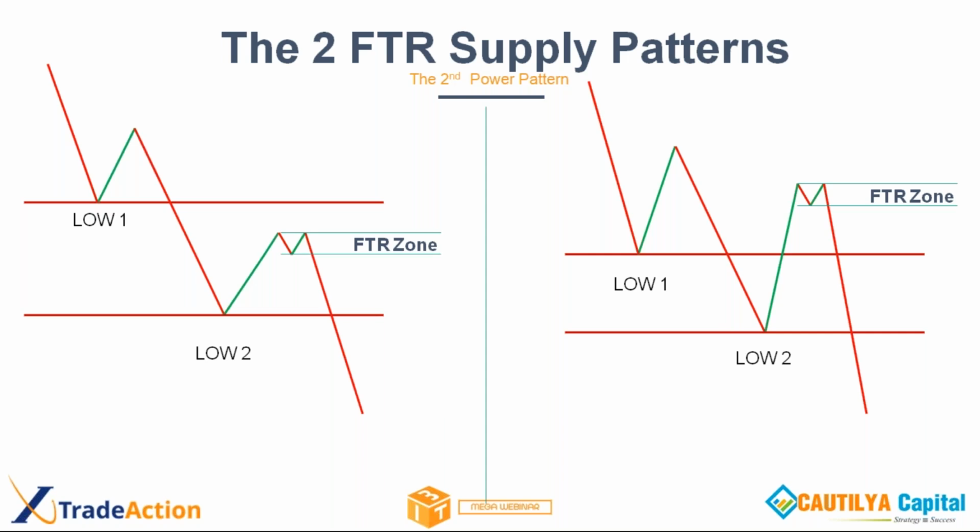Okay. So case 1: L1 formed, reacted, broke L1, formed L2, reacted, formed a sideways base, and broke L2, and that is the FTR zone. If price comes to that zone, we are going to trade. In the second case, same story, but check where the base formed. In the first case, the base formed between L1 and L2. In the second case, the FTR zone formed above L1 and L2.